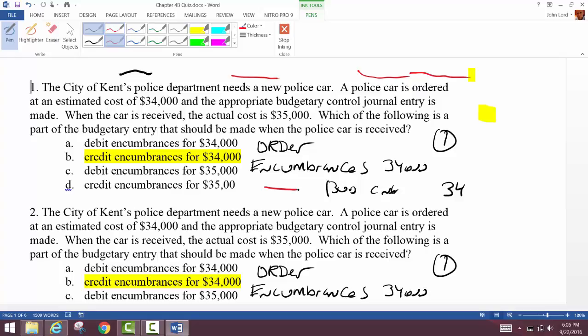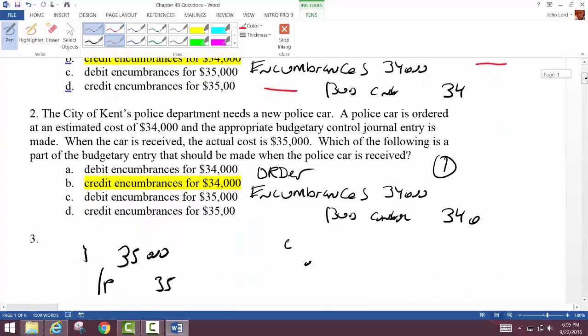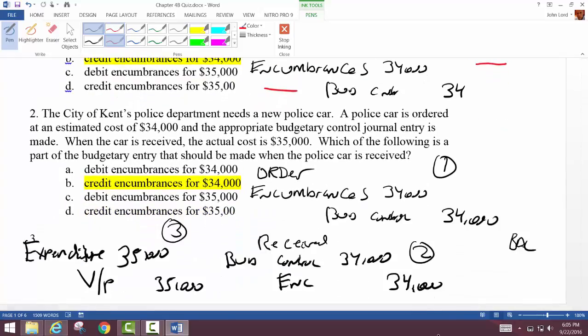When the car is received, the actual cost is $35,000. Which of the following is part of the budgetary entry that should be made when the car is received? And the answer is what? Credit encumbrances for $34,000. When you order the goods, you debit encumbrances $34,000 and credit budgetary control $34,000, right?